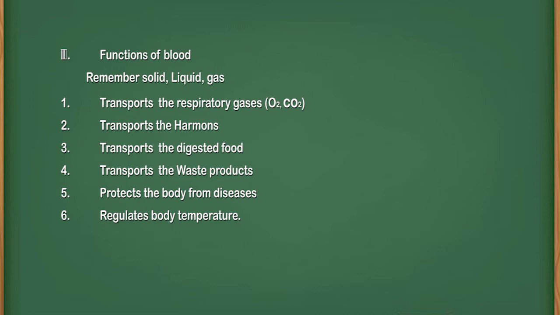Then comes to solid. Solid means digested food. It transports the digested food. And again it transports the waste products also from the cells to outside. Okay, we are getting the waste. Then first you remember solid, liquid and gas. Gas is oxygen and carbon dioxide. Liquid, hormone and water, you remember. Then solid means the food and the waste materials.